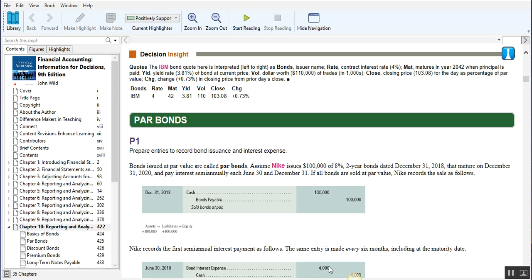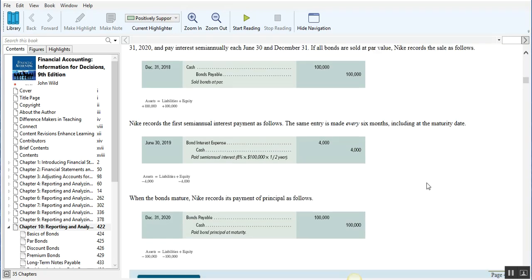So when you issue the bonds, if you collect exactly the par value, there's not really any big issue at all in accounting. In accounting for them, basically you're going to record the receipt of cash, $100,000, and the obligation of bonds, $100,000 in bonds payable. This situation assumes that a company issues $100,000 of 8% 2-year bonds, dated December 31st, 2018. In that situation, that is the journal entry you would record.